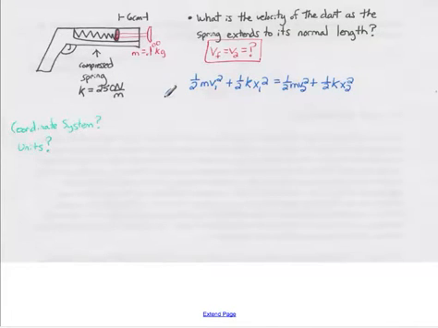This is about a dart gun. So let's say we've got a dart gun and the dart's kind of squished back in the gun. The question is, what's the velocity of the dart when you shoot the gun, basically? It says, what's the velocity of the dart as the spring expands to its normal length? So it's compressed at the beginning.